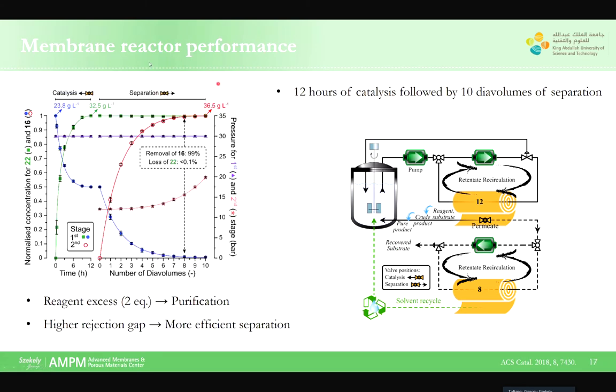So here you can see the concentration profile during this operation. This part is the catalysis at the beginning, where you have this valve open to the left. So this is when you recirculate the permeate. And then after the completion of the catalytic stage, you swap this valve to the right, and then you start the separation. So then the permeate is diverted into the second stage of your membrane cascade.